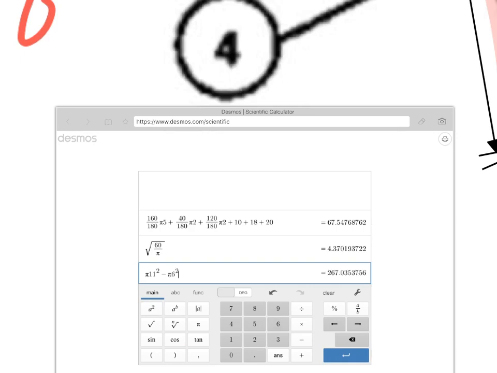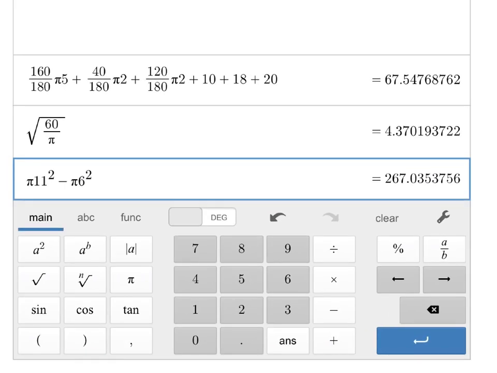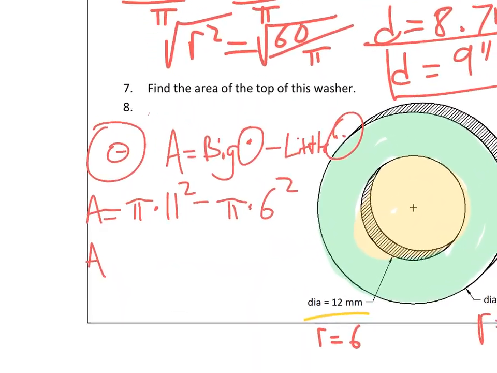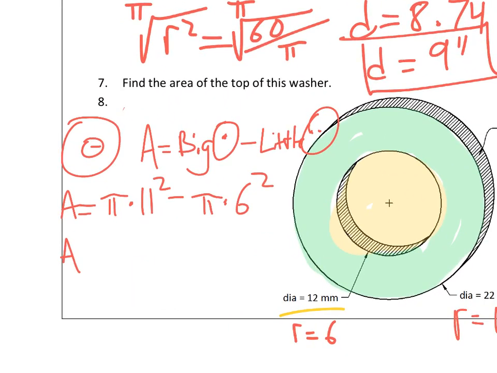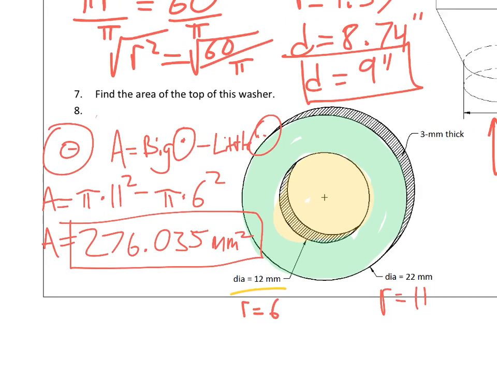And it looks like we're talking 276.035. Okay, it doesn't tell us what to round to, so 2 or 3 decimal places is good. And so this is square millimeters. Don't forget your units. Units are very important. They tell us what we're talking about there. All right, great. Let's move on and find some more areas here.